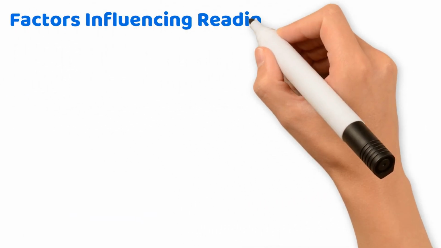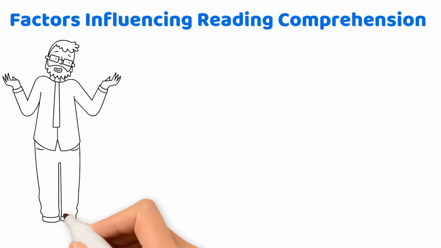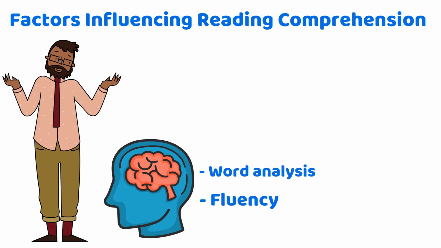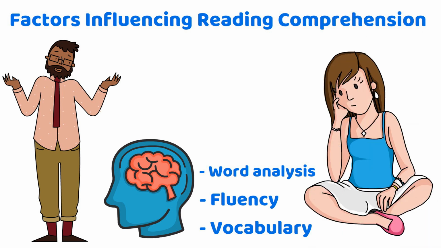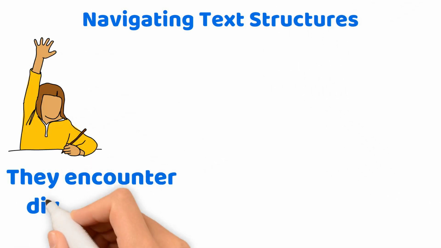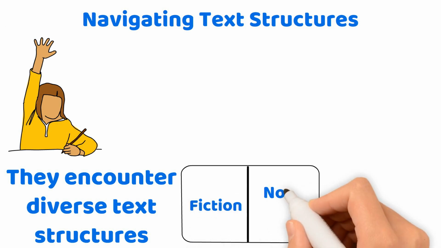Factors influencing reading comprehension. Remember, comprehension doesn't exist in a vacuum. It builds upon foundational skills like word analysis, fluency, and vocabulary. A gap in any of these areas can hinder a student's ability to comprehend text effectively. Navigating text structures. As students progress, they encounter diverse text structures, especially when transitioning from fiction to nonfiction.